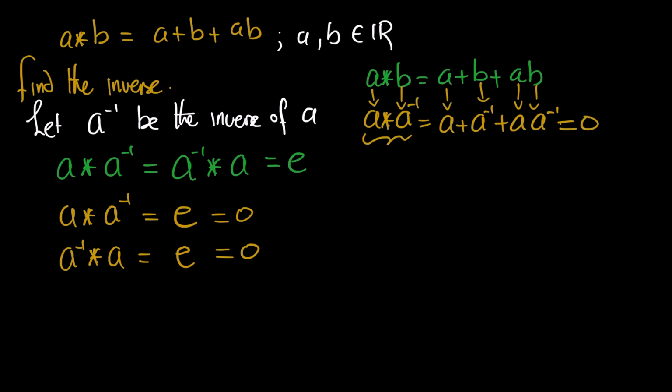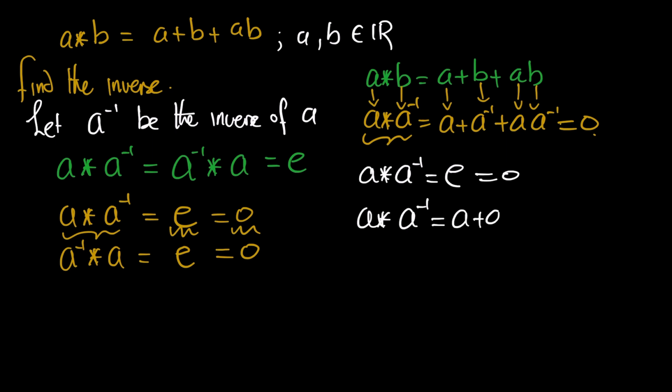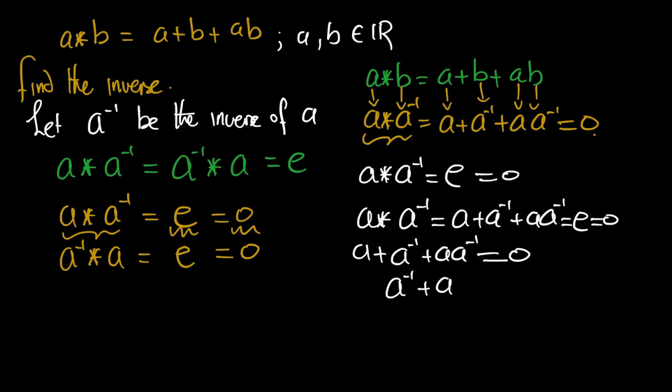A star the inverse of A is the identity element, which is 0. So we are saying that A plus the inverse of A plus A multiplied by the inverse of A is 0. But we're looking for the inverse of A, so this stays here, plus this is here, and it's all 0. The A goes over to be minus A. Then we factor the inverse of A out, and we get the inverse of A times 1 plus A is equal to minus A.